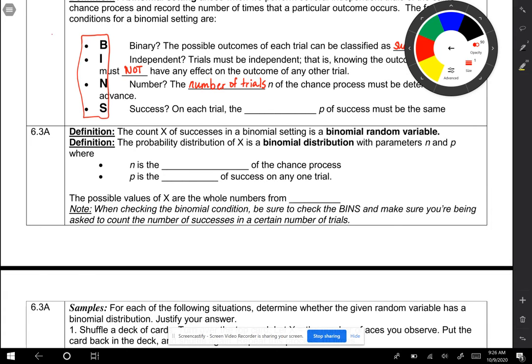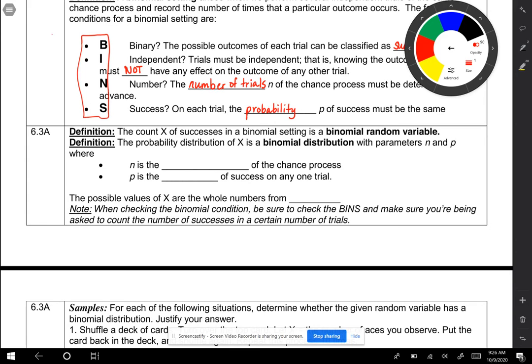And lastly, S is success. On each trial, the probability P of success must be the same. And we'll do some examples here on the next page.